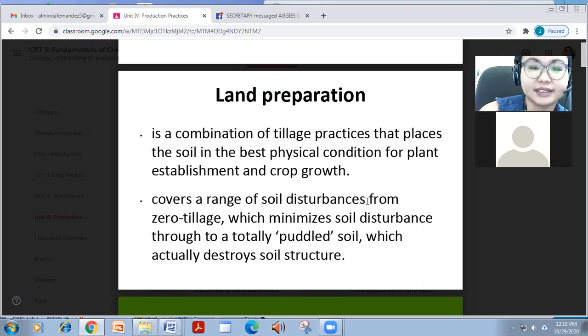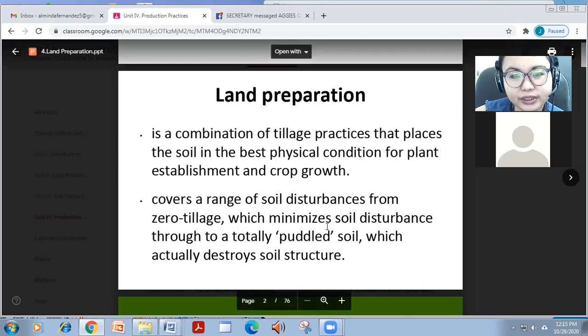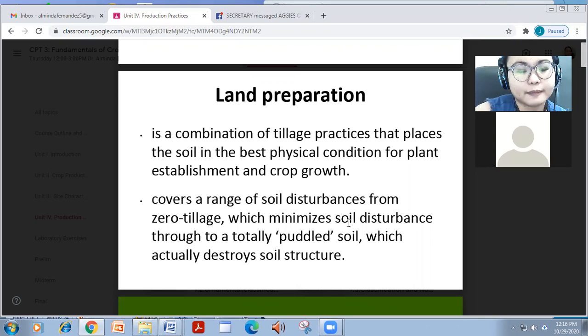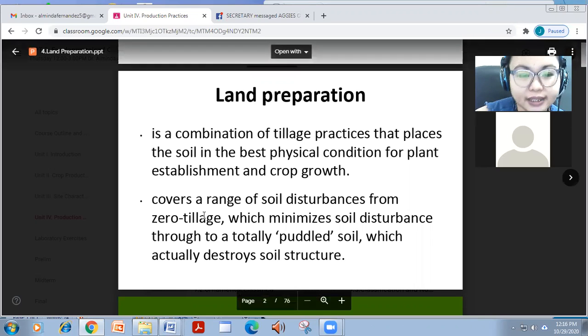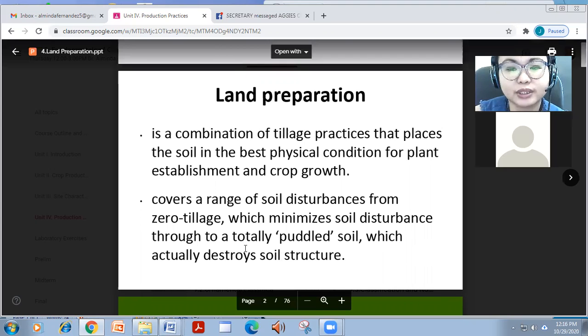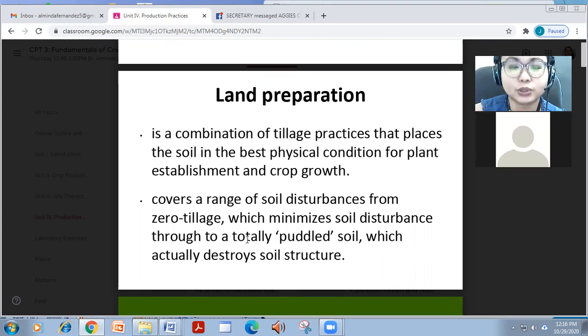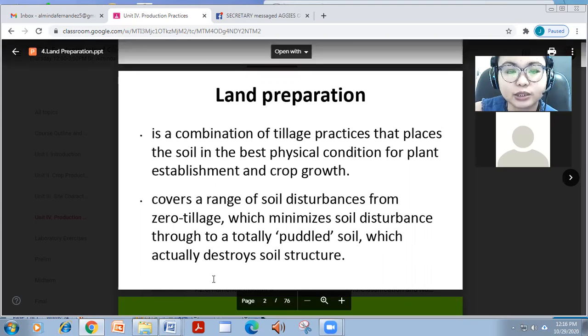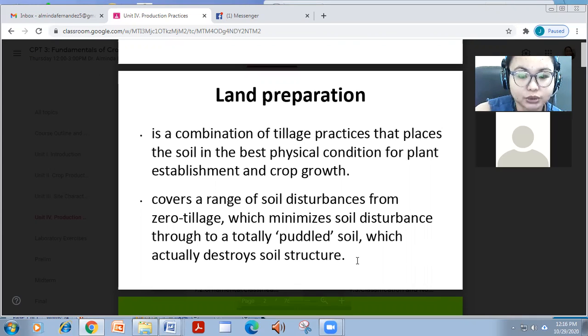So this includes plowing, weeding, and so on. Why do we really have to do that? In your screen, you can see the two explanations or definitions of land preparation. This covers a range of soil disturbances, from zero tillage, which minimizes soil disturbance, through totally puddled soil, which actually destroys soil structure.